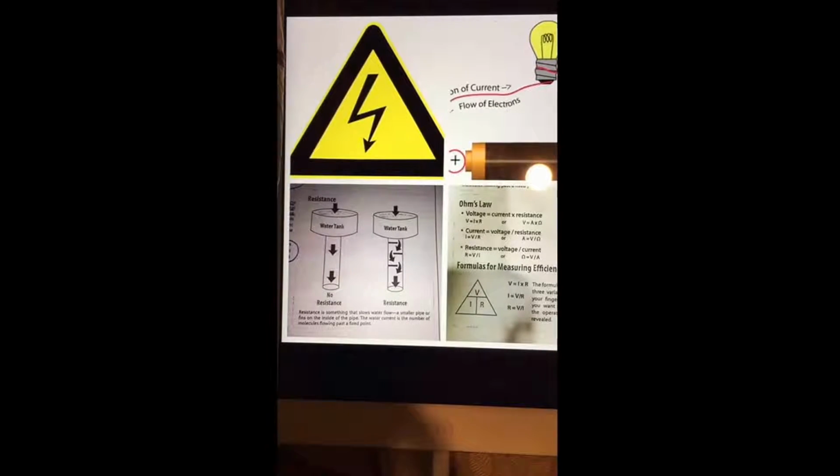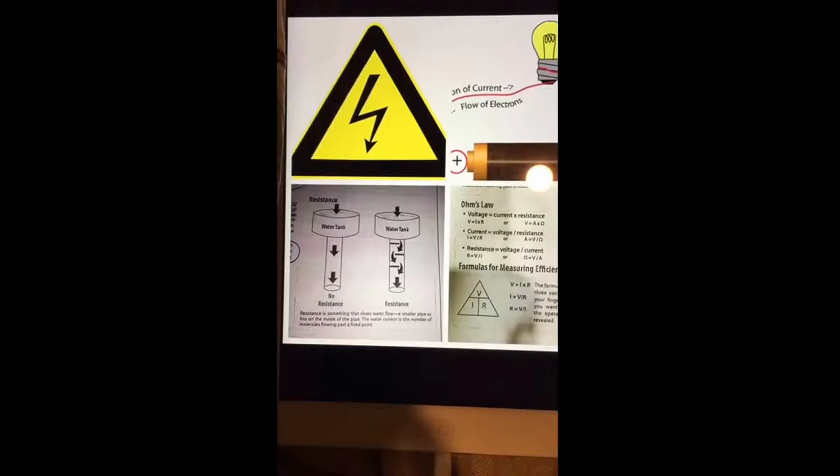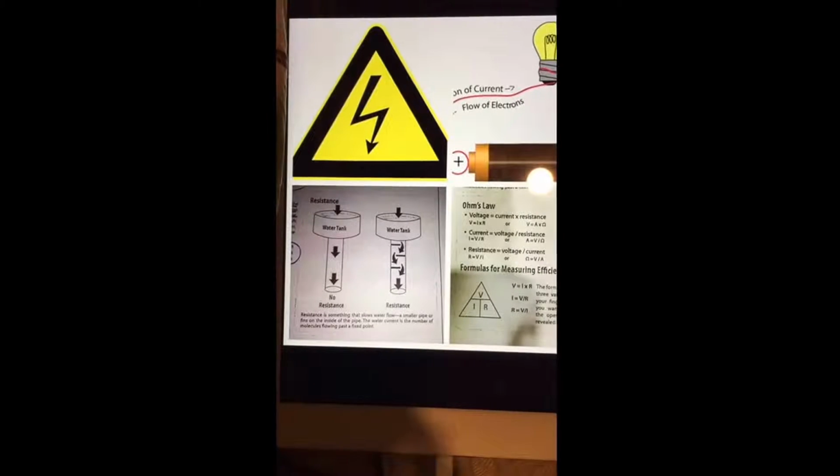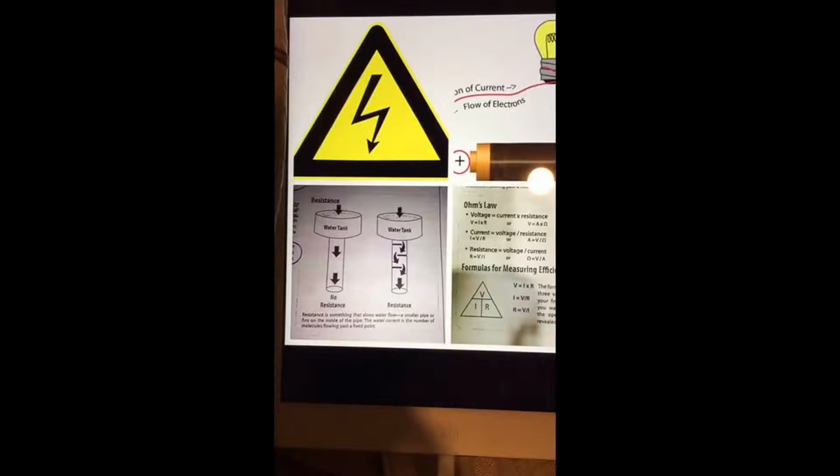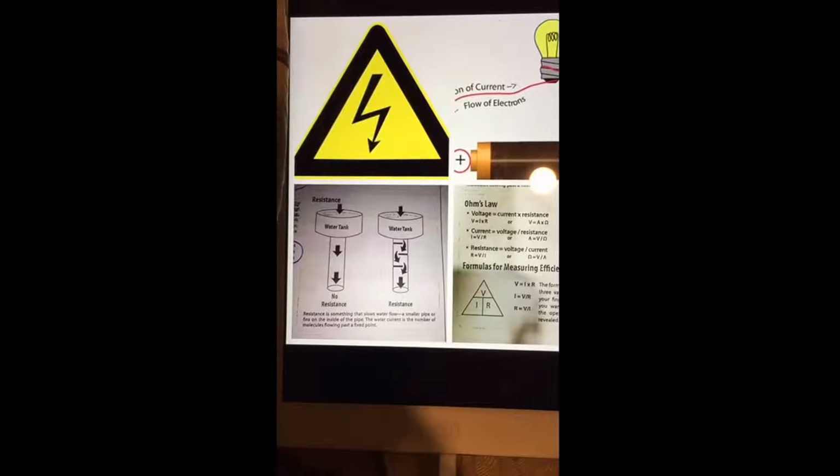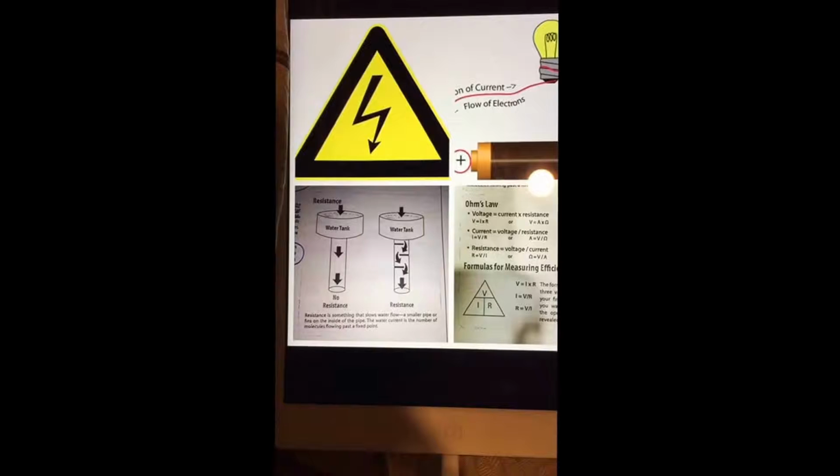Resistance is a property that slows the flow of electrons down. The way it works is the circuit with the high resistance will allow less charge to flow, meaning the circuit with higher resistance has less current flowing through it.